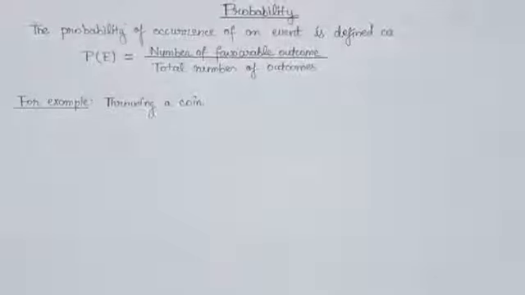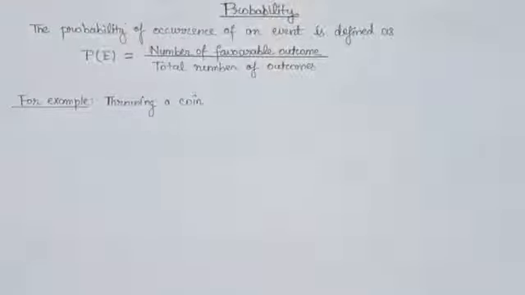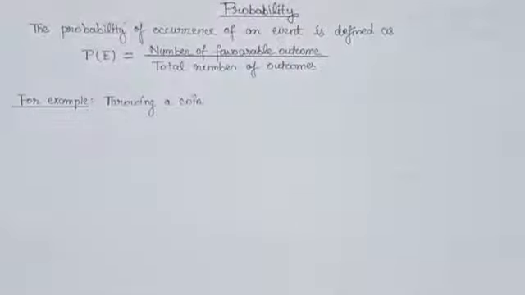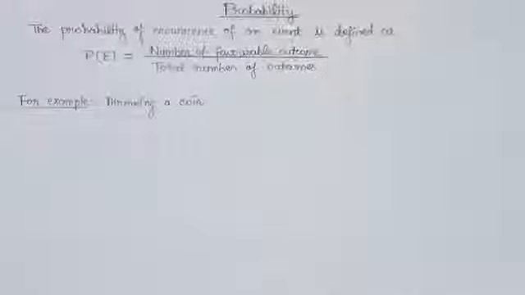In this part of data handling, we will study about the probability of occurrence of an event, and also we solve exercise 3.4 which is based on this. So let us start.